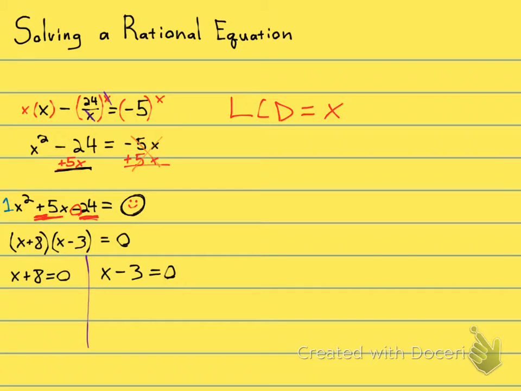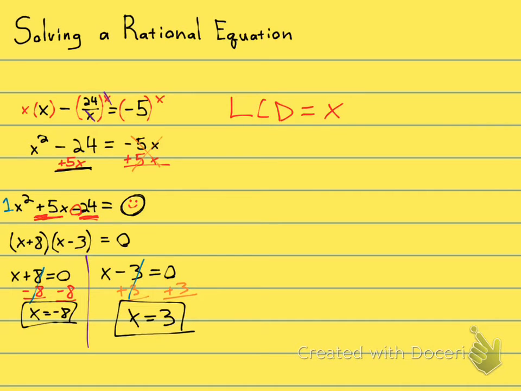And I solve both of these linear equations here. So x equals negative 8. Let's see, add 3 to both sides here. x equals 3. Two possible answers, negative 8 and 3.